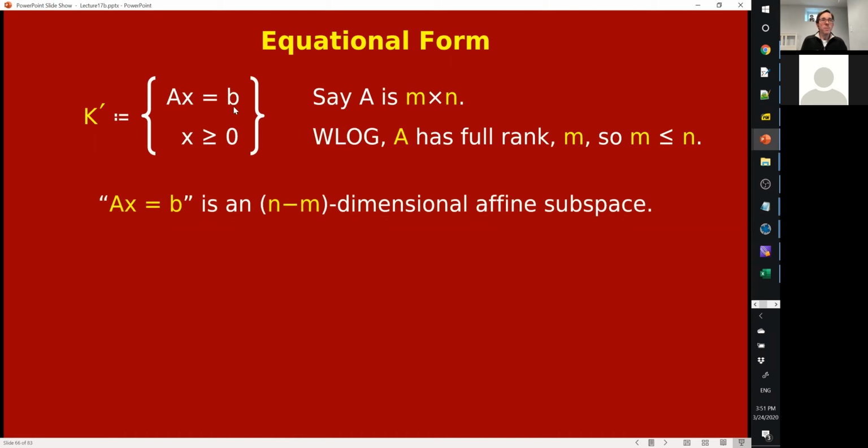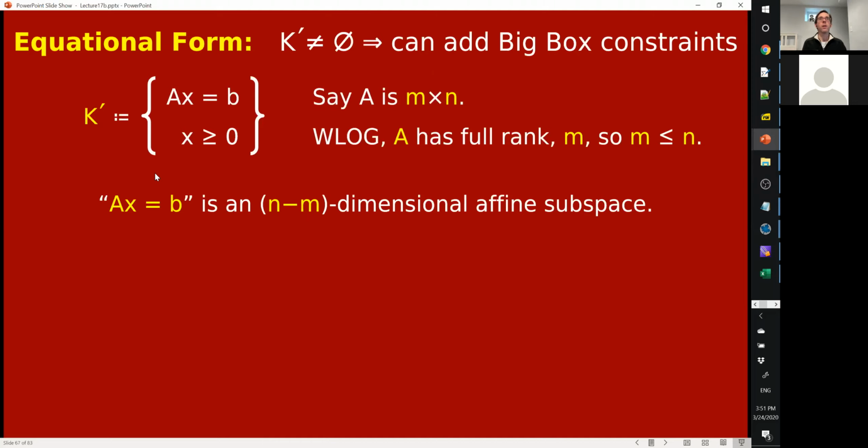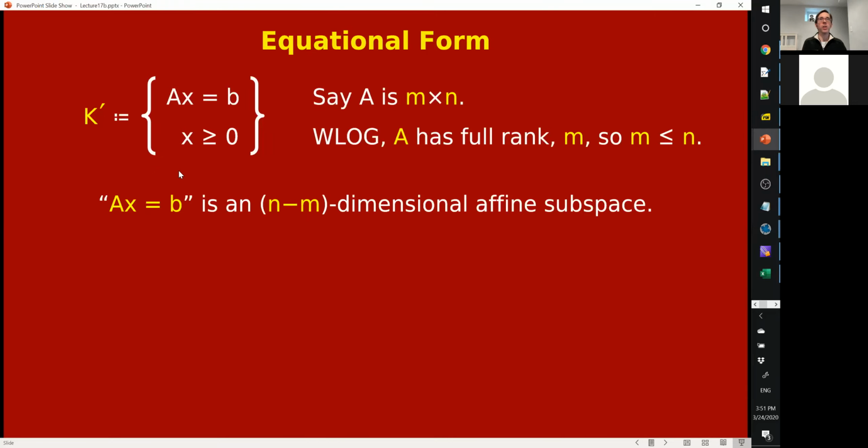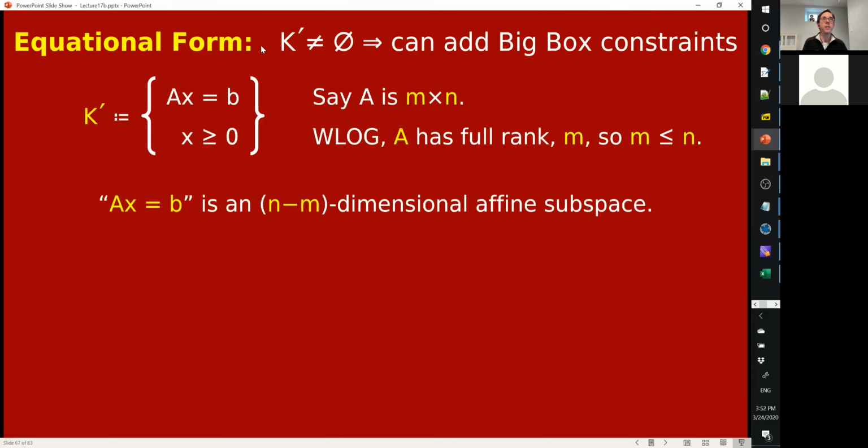And so this Ax equals b is like a subspace, an affine subspace. And K prime is like everything on this subspace where all the coordinates are non-negative. I'll draw a picture in a second, but now let me say I want to show that once we're in this equational form, whenever K prime has a solution, it has a solution where the bit complexity is not too big, and therefore we can equivalently add these big box constraints. Okay, so here's a picture.